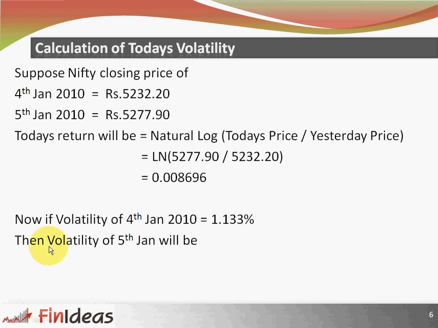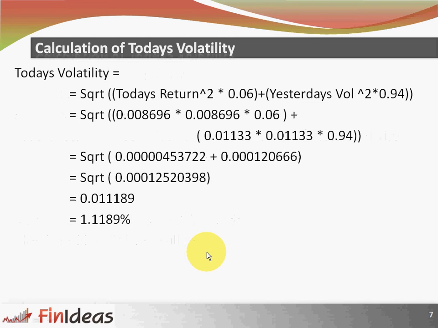Now if volatility of 4 January is 1.133%, then volatility of 5th January will be: today's volatility is equal to the square root of today's return squared multiplied by 0.06 plus yesterday's volatility squared multiplied by 0.94. And as we have already calculated, today's return is 0.008696 squared multiplied by 0.06, plus yesterday's volatility was 1.133%, so that will be 0.01133 squared multiplied by 0.94.